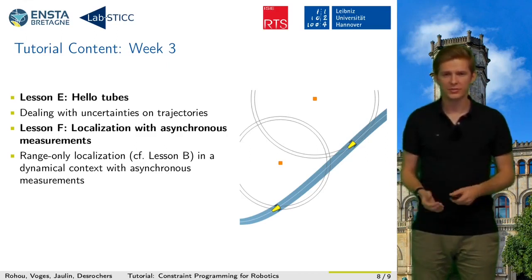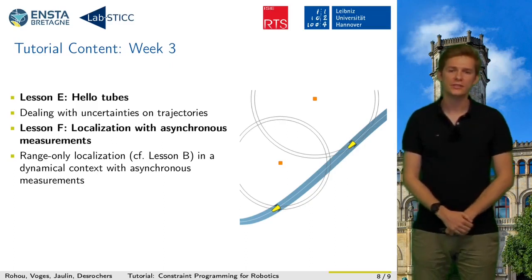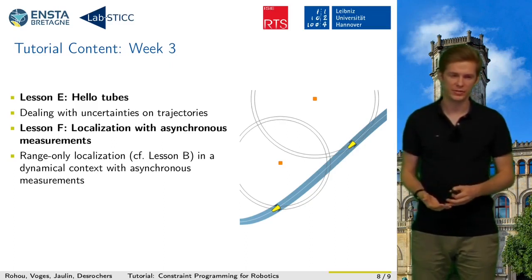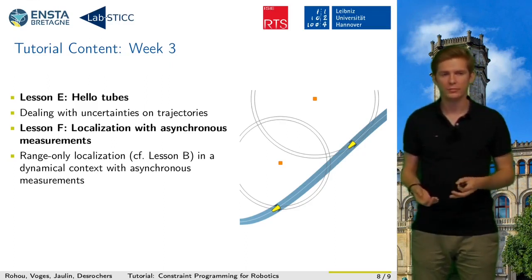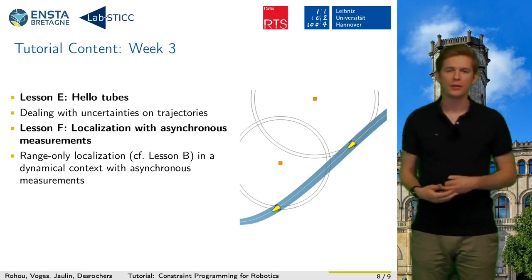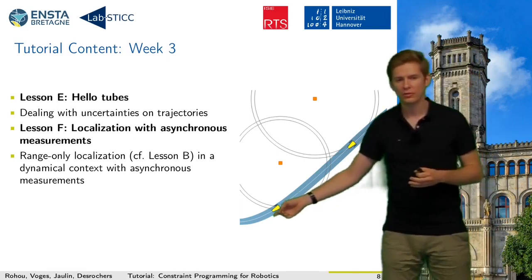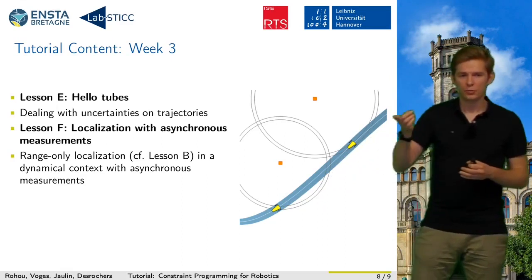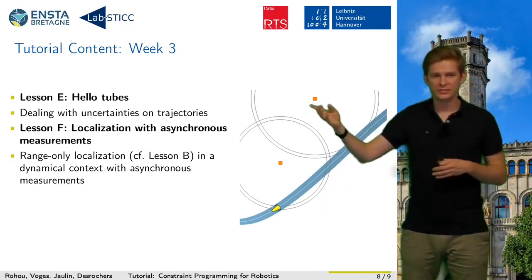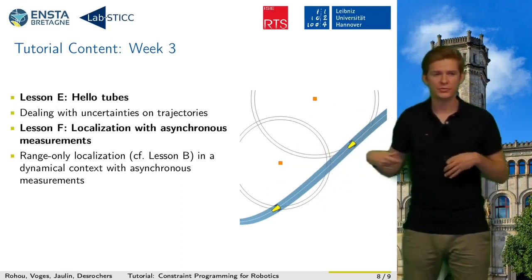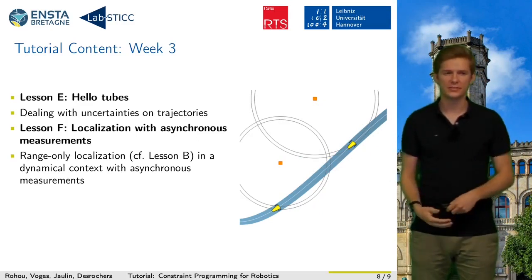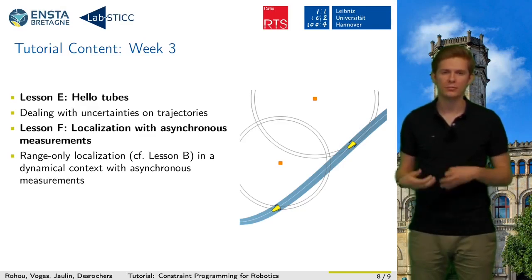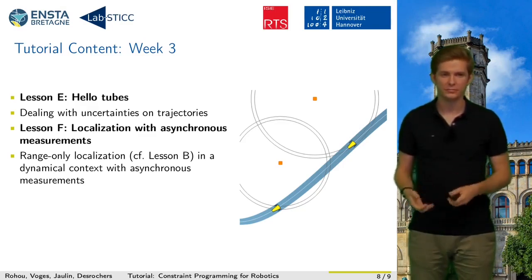Afterwards, after introducing the tubes, we now localize with asynchronous measurements. So before we had this range-only data, everything at the same time, and we were all able to solve our localization problem. But now, while we move along our trajectory here, we get data from the landmarks and want to use this data to improve the positioning of our robot. And since we don't have everything at the same time, we have to do this asynchronously.